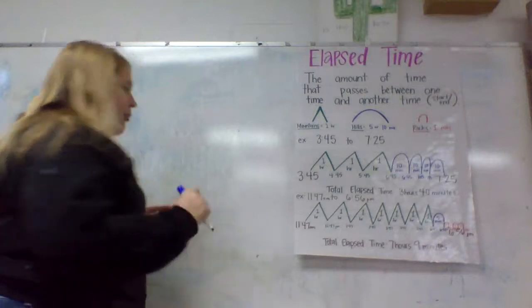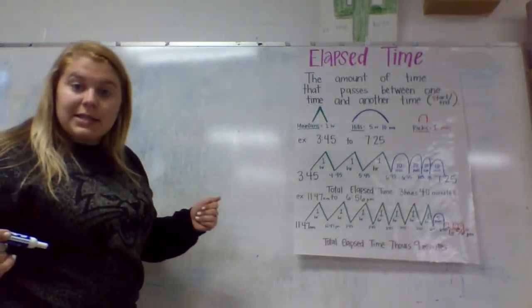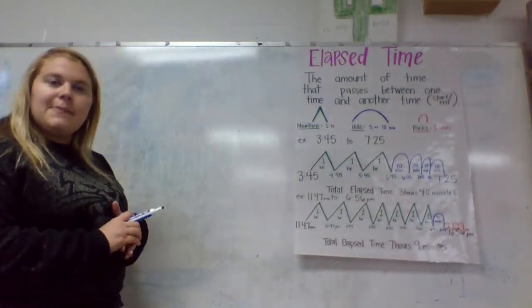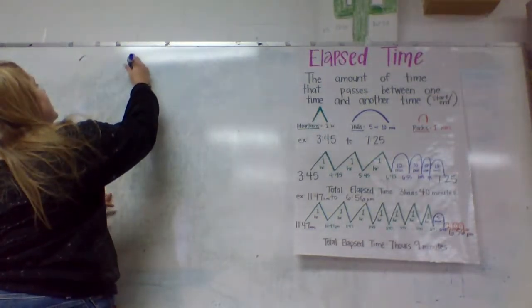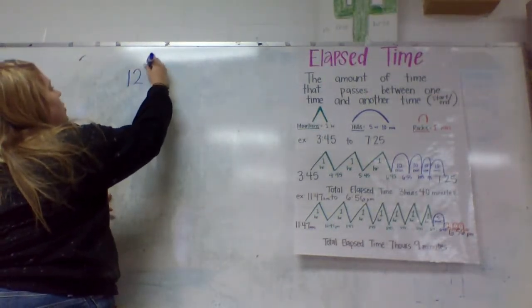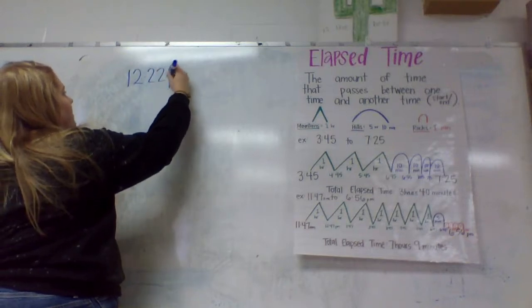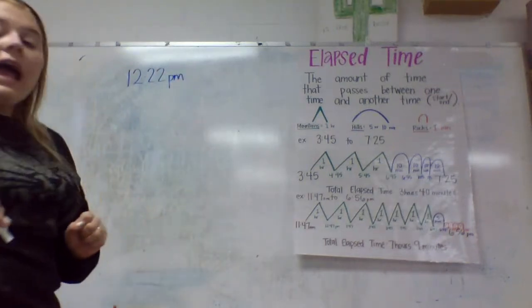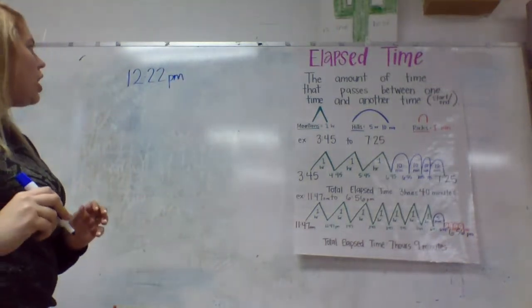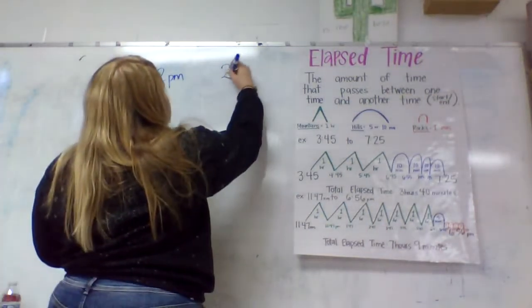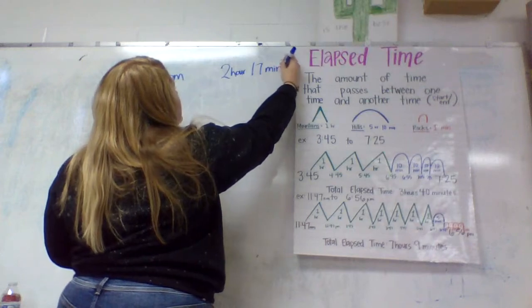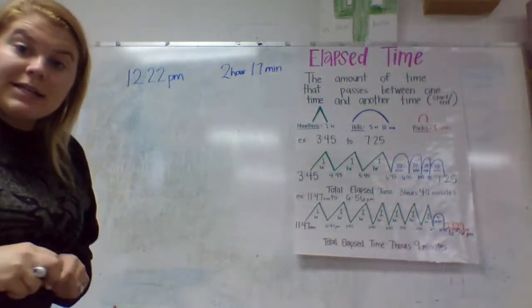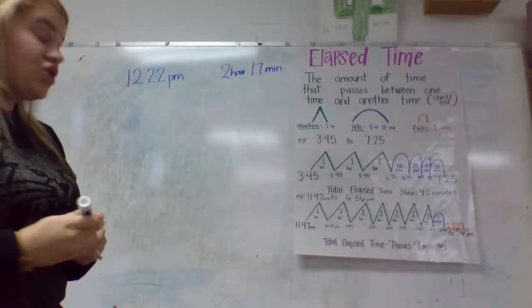So if we have a problem that says, let's go back to Susie and her baking. Susie is baking brownies, and she starts at 12:22 p.m. And it takes her 2 hours and 17 minutes to bake those brownies. What time did she end?